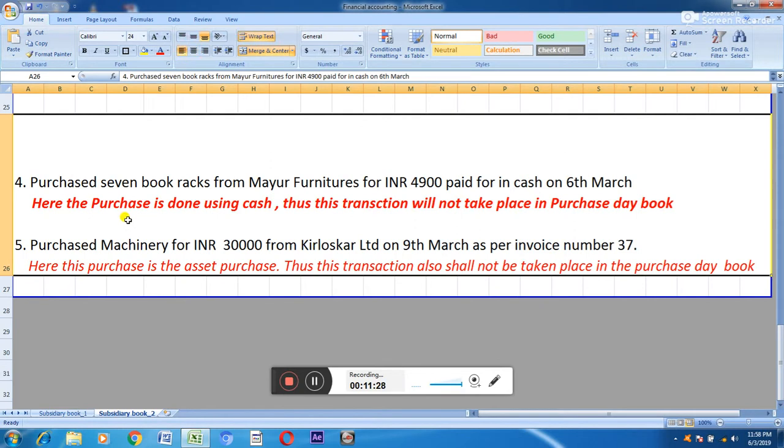So I have just given the explanation for the 4th and 5th number of transaction why it will not be posted in the purchase day book. So first one is purchase has been done using cash, that is why it will not be posted in the purchase day book. And for the second one, although it is a credit purchase, but it has been a purchase of machinery, that is an asset, so that is why it will not be posted in the purchase day book.